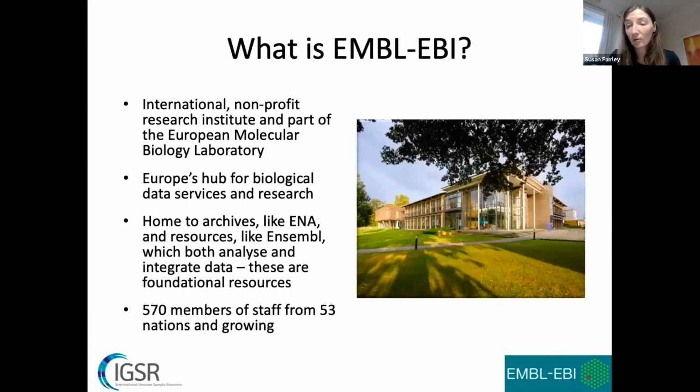One of the things that EBI does is host a lot of archives of data, which provide scientists access to this data. And just to finish up with a little more information about EBI, it's an international non-profit research institute that's part of the European Molecular Biology Laboratory. It aims to be a hub for biological data and research. A lot of the resources are public, and you can take a look at them. It's home to the archives, and it has a good number of staff and an awful lot of data.